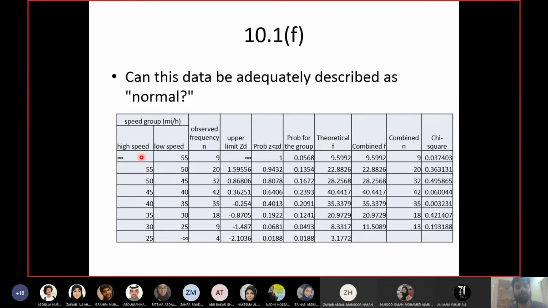you can convert each upper limit into z value. So the first one is infinity, will remain infinity. Second one will be 55 minus mean upon standard deviation. So 55 minus what is mean? Mean was 40. How much was it? 45.02, I think. Right?